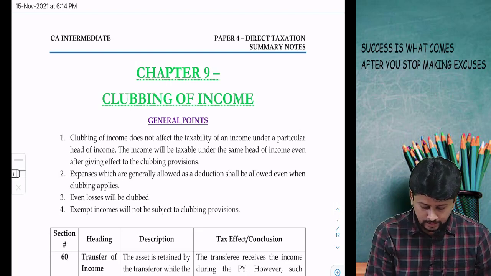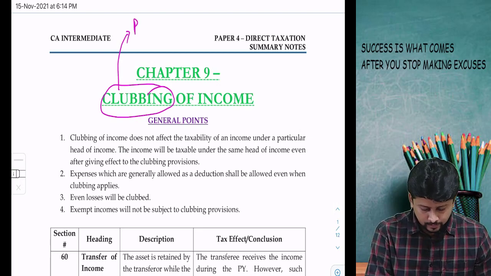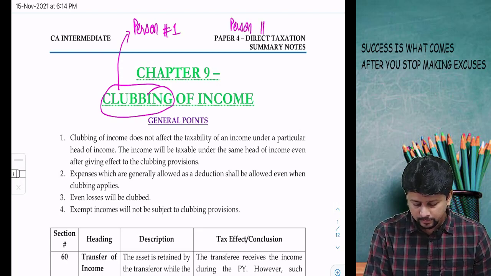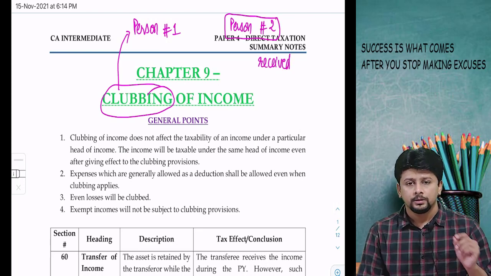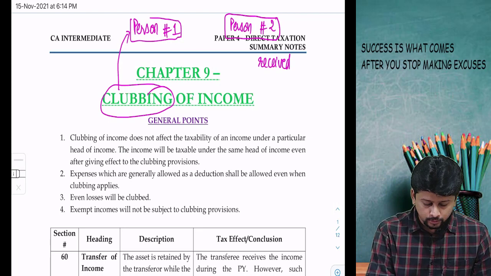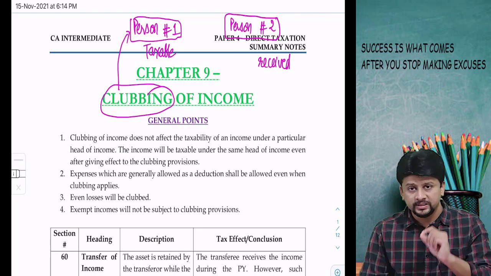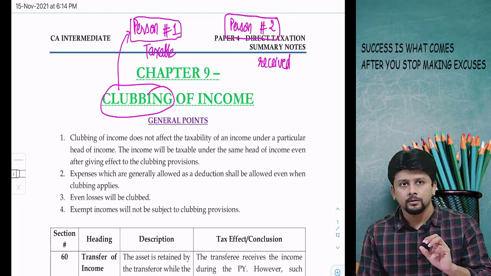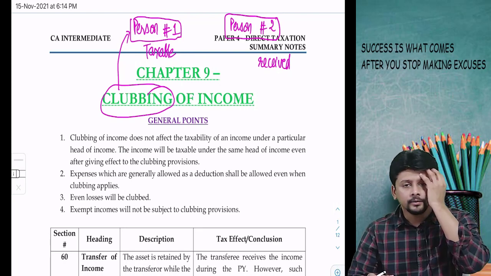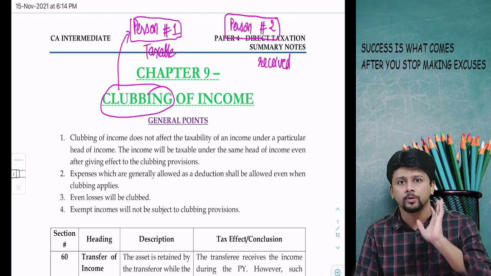When you talk of clubbing of income, it means there will be minimum two persons involved in the transaction. Somebody will be receiving the income, but the person who receives the income is not going to be the person who is going to pay tax. Tax is going to be paid by somebody else. Income Tax Act has specifically created sections so that when clubbing provisions get attracted, the right person is going to be charged to tax. It is the correct person who should be brought to tax.